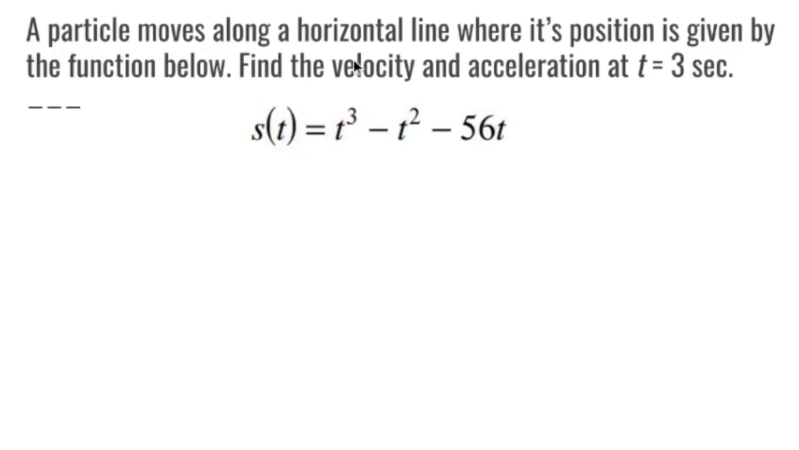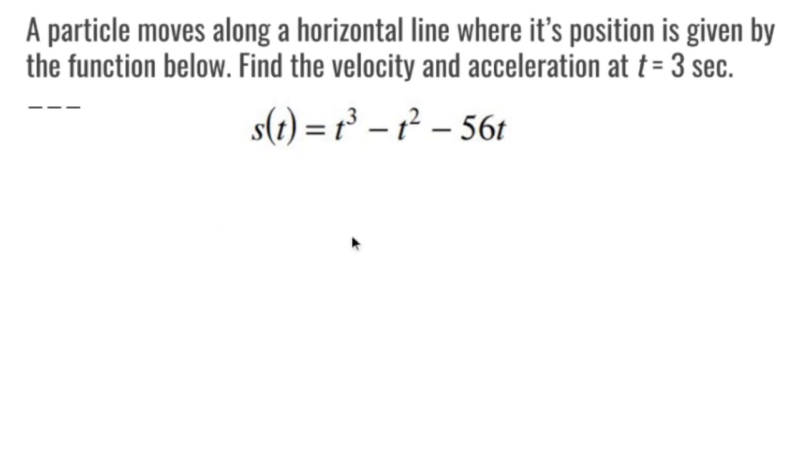A particle moves along a horizontal line where its position is given by the function s of t equals t cubed minus t squared minus 5t. Find the velocity and acceleration at t equals 3 seconds.